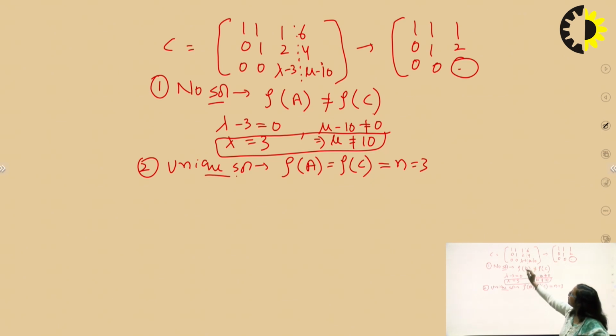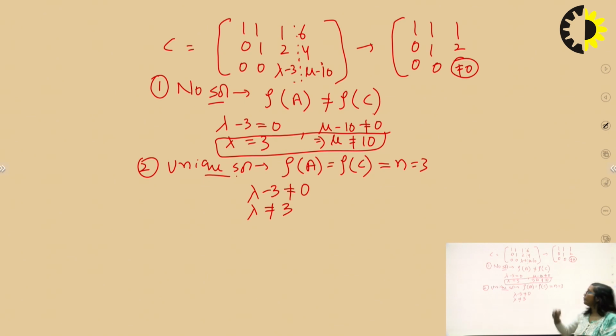So what is the condition for this element? I get that lambda minus 3 should not equal 0, meaning lambda should not equal 3. This is the condition for lambda. Here I am getting a value which is non-zero, so I fix this value as non-zero.